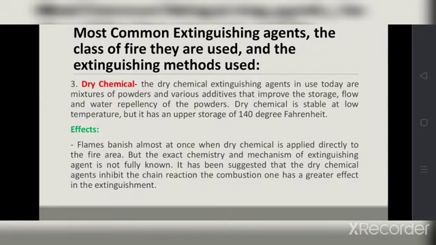So what are the effects if dry chemical is used to extinguish fire? Flames vanish almost at once when dry chemical is applied directly to the fire area. But the exact chemistry and mechanism of the extinguishing agent is not fully known. It has been suggested that dry chemical agents inhibit the chain reaction of combustion, which has a greater effect in the extinguishment. So dry chemical is somewhat powdery. Okay? So that is dry chemical.